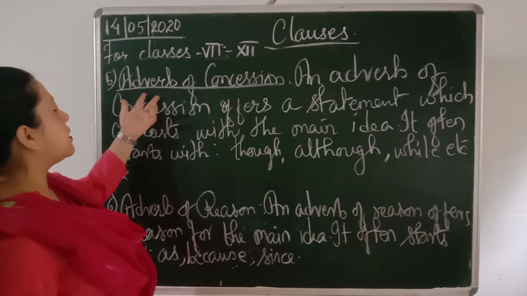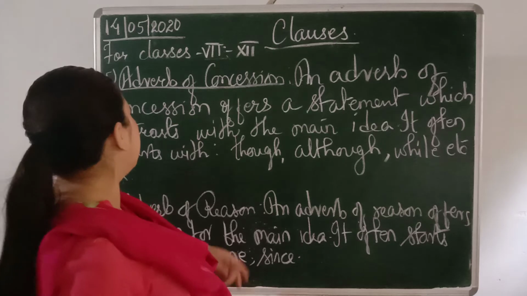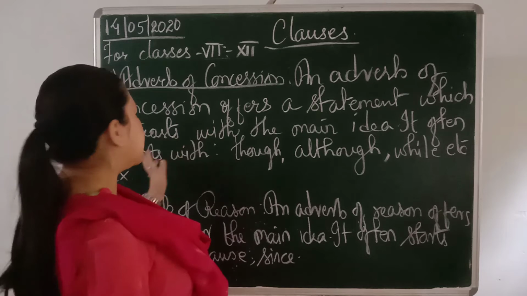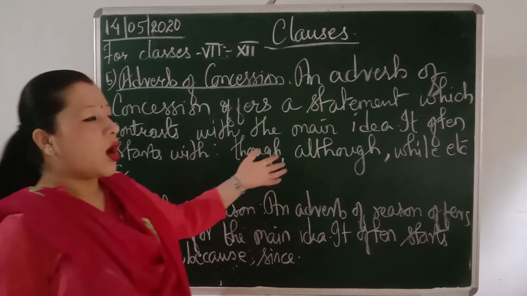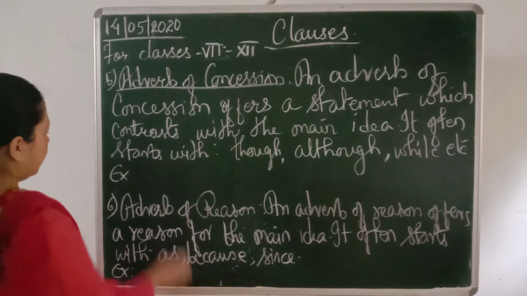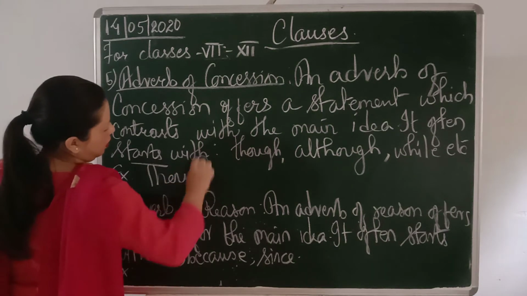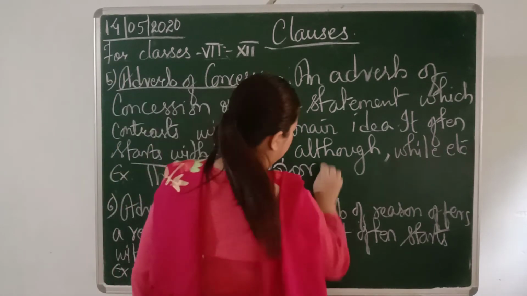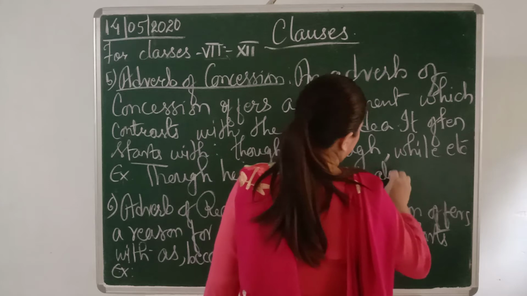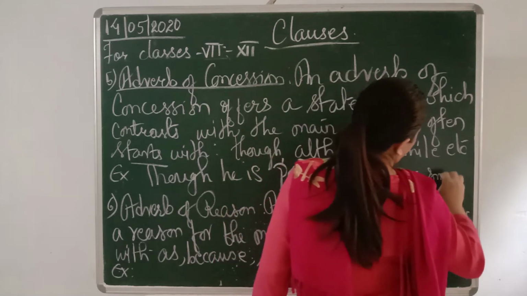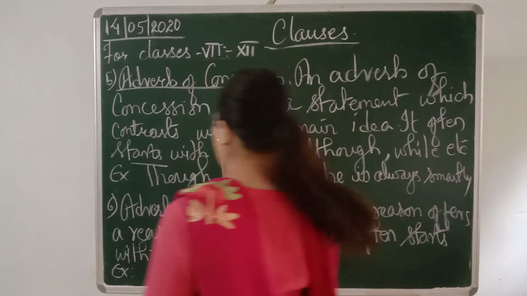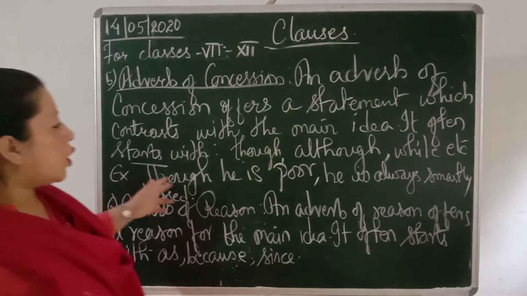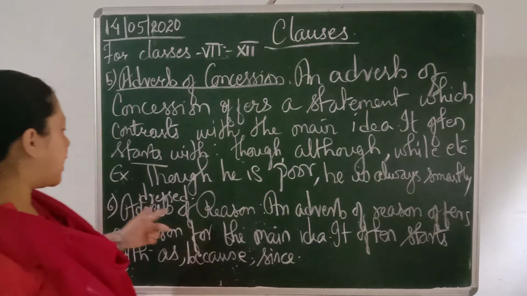Okay. So the next type is adverb of concession. An adverb of concession offers a statement which contrasts with the main idea, and this often starts with a word like though, although, while, etc. For example, though he is poor, he is always smartly dressed. Okay, so though he is poor, he is always smartly dressed.